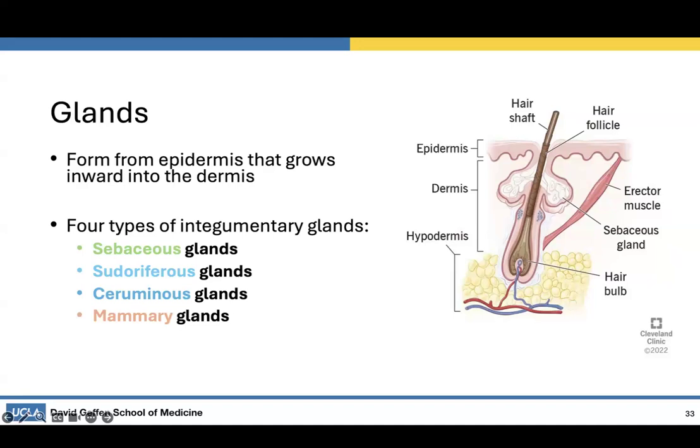The last of the accessory structures are the glands. The glands form from the epidermis that grows inwards into the dermis. The integumentary system includes 4 glands: the sebaceous glands, sudoriferous glands, ceruminous glands, and mammary glands, each with specialized functions.